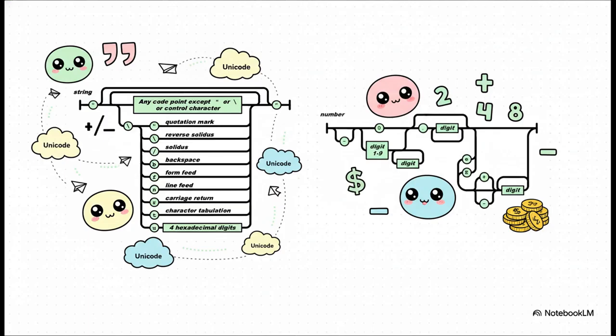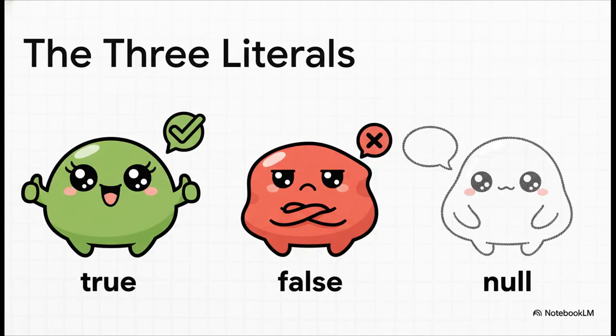Then you've got numbers, and they're just numbers. Integers, decimals, positive, negative, doesn't matter. There's no weird distinction between integers and floats. A number is just a number. Easy. And to finish off the primitives, you've got the three literals. You've got true and false, your standard booleans, and then null, which basically just means the intentional absence of a value. It's a way of saying, hey, there's nothing here on purpose. And boom, with that, we have all our basic ingredients.